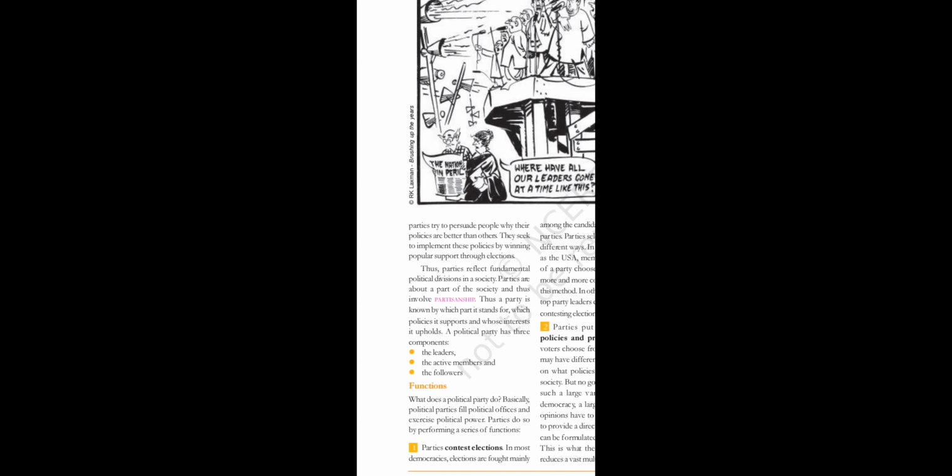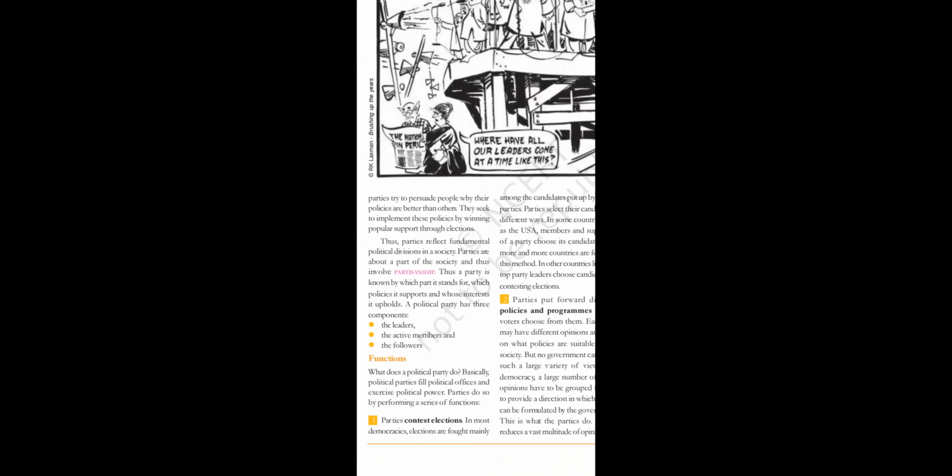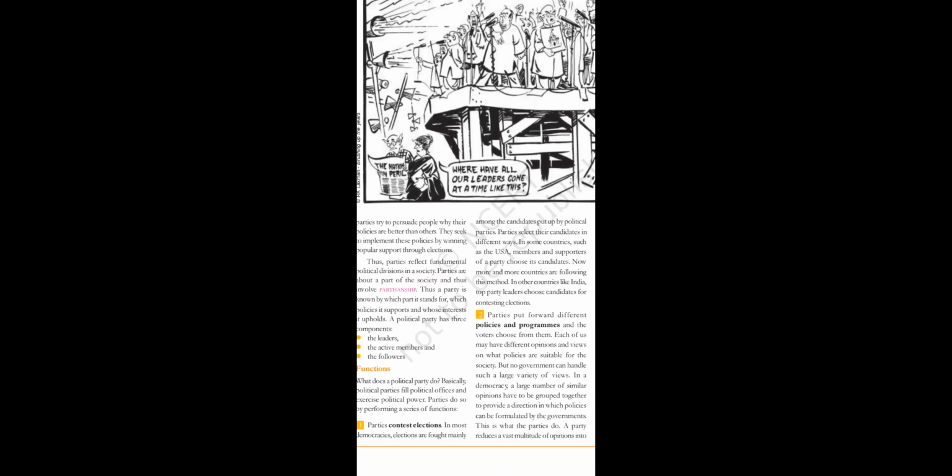So a political party has three basic components. What are they? Leader, active members, and the followers, right? Okay. So now let's look at the functions which are performed by political parties. Just read the first two functions and then I'll explain it to you.